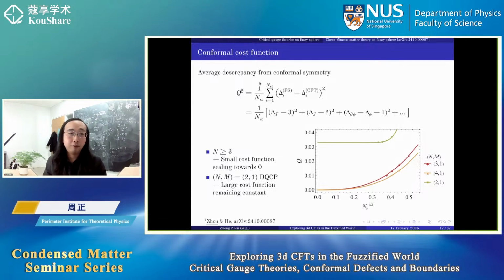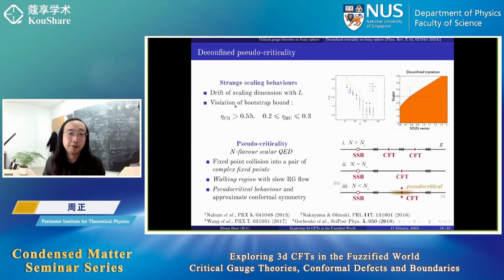Actually, people have found various strange things about deconfined criticality. For example, it's the strange scaling behavior. The scaling dimensions drift with the system size, and they violate the bound set by conformal bootstrap. An interesting proposal to reconcile these strange behaviors is the idea of pseudo-criticality.